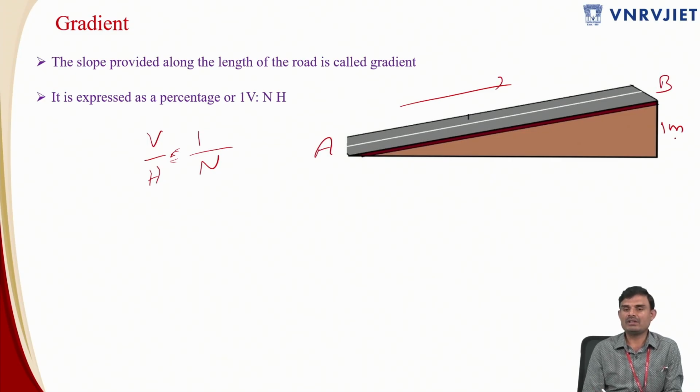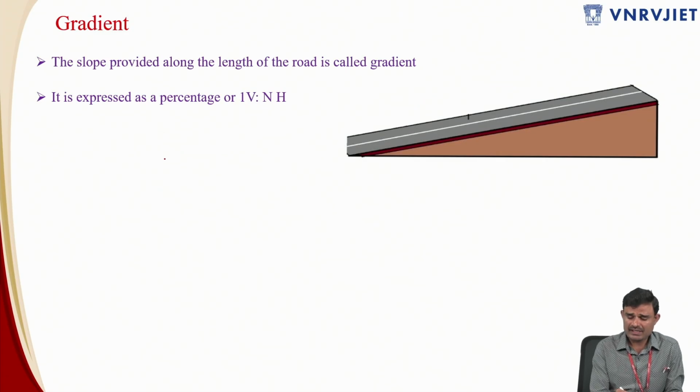So I have attained a value of 1 meter rise when I have gone to point B, and if I have traveled 100 meters to attain that 1 meter rise, that is said to be 1 in 100. So now my gradient is nothing but 1 in 100. So this is represented like this, 1 in 100. Okay, so this is capital N. Both are in meters. And so this is the gradient.